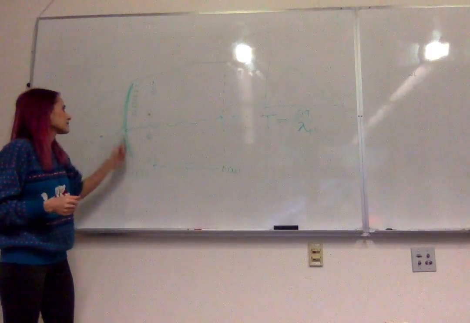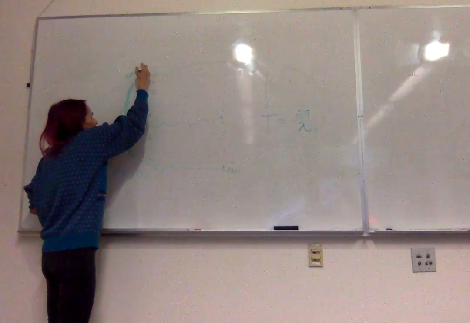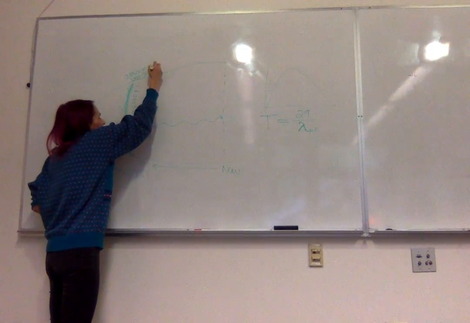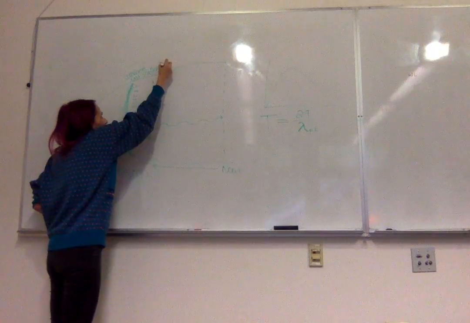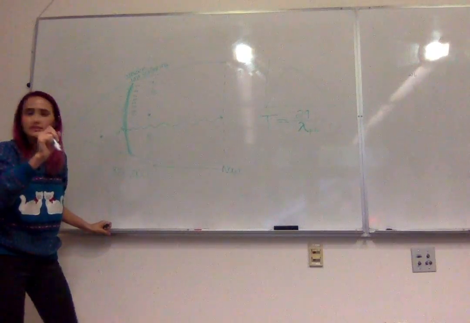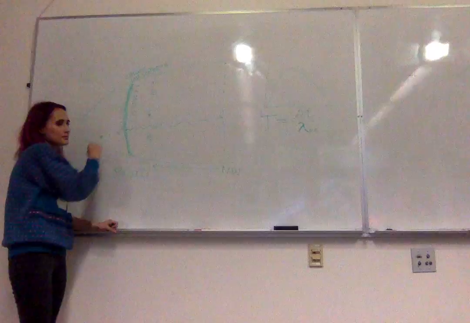they call this the surface of last scattering. Right, it's the last time that these light waves, these photons, were scattered by the electrons. After that, they can travel straight to us. Right, so we can't see anything behind that.